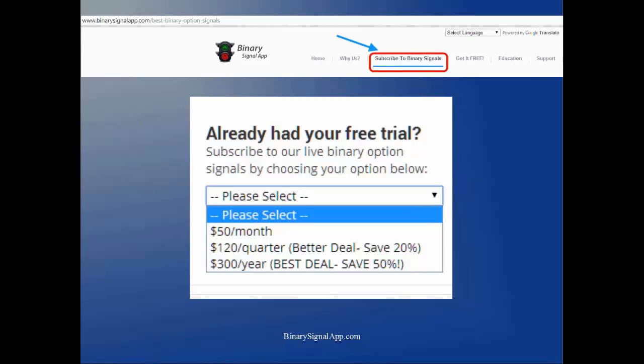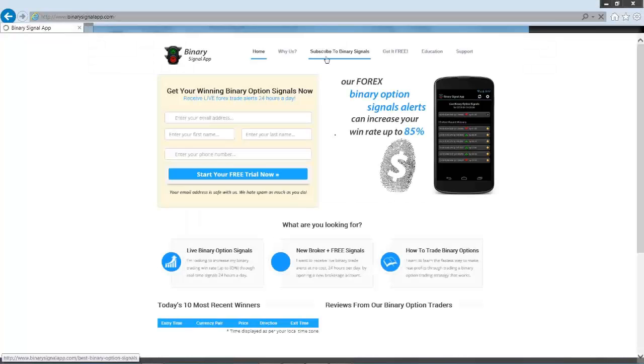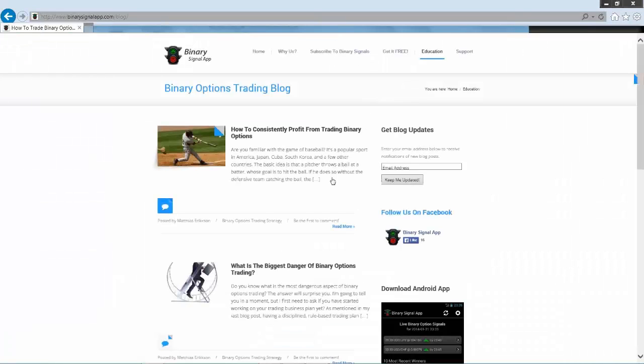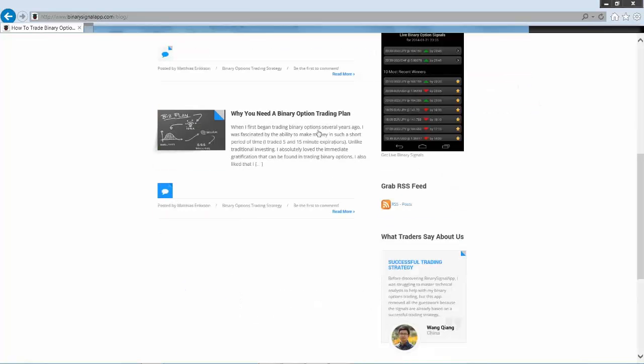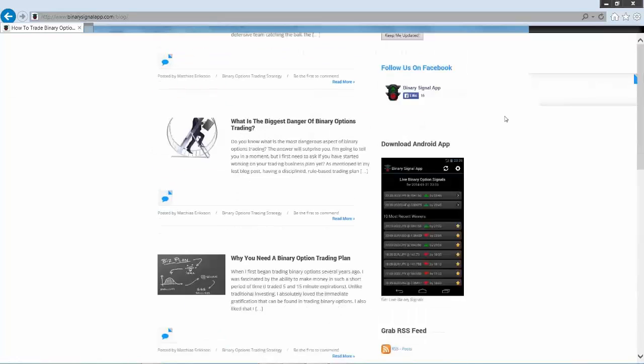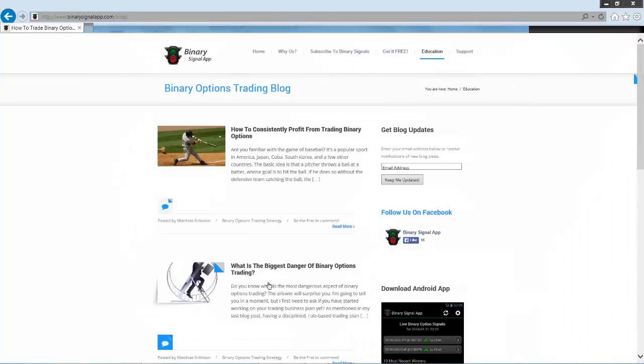So that's a little about the new features, how they work, and how they're designed to increase your profitability. By the way, I wanted to show you the blog of Binary Signal App. If you go to binarysignalapp.com and click on Education, you'll see our blog here. Once or twice a month, we add a new educational article, so these are great to read. Why you need a binary option trading plan, that's really helpful. What's the biggest danger of binary options trading? How to profit from trading binary options. You can subscribe to this blog.